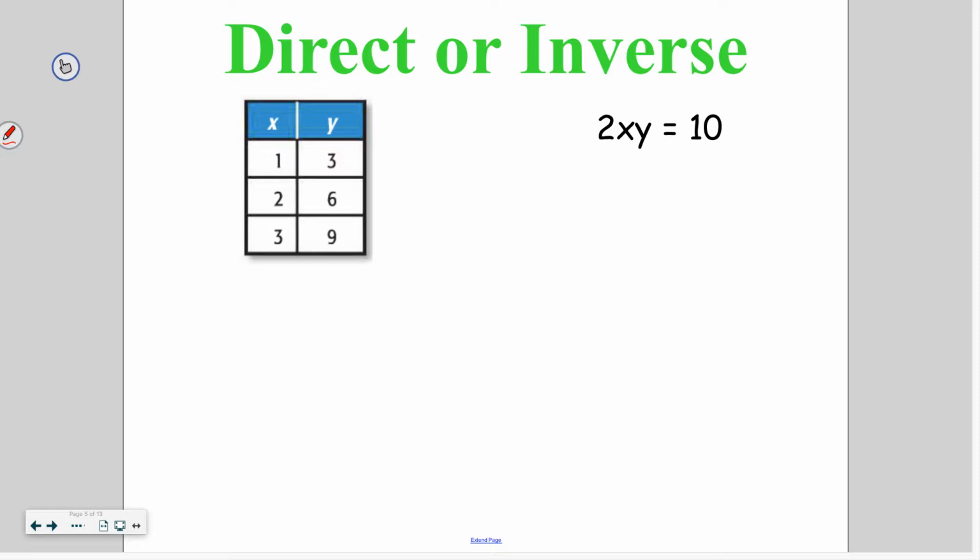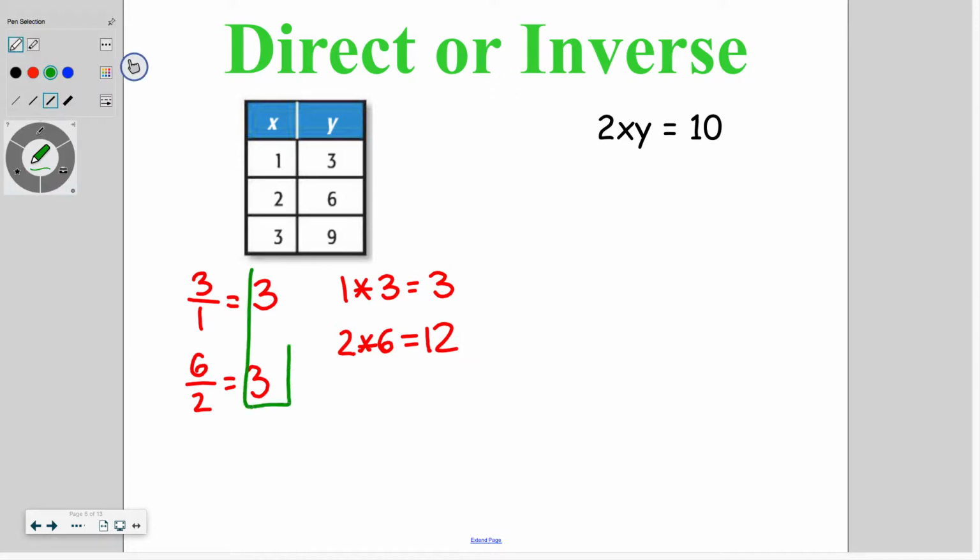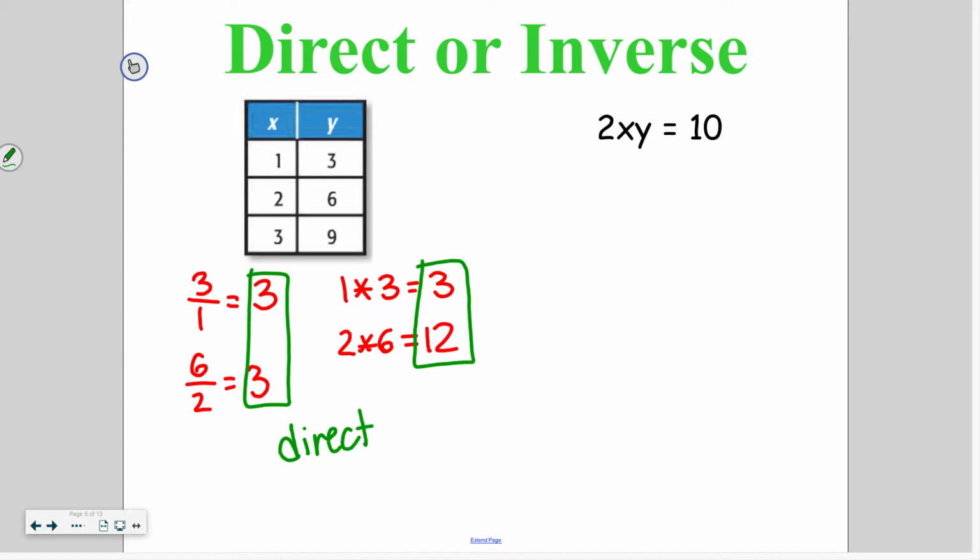In order to decide if it is direct or inverse, we need to look at that multiplication versus division. So you're going to look at this first pair. If it was direct, you would start with y over x, so 3 over 1, and reduce that, which is going to equal 3. If we were looking for inverse, we would start with 1 times 3, which is equal to 3. Then you have to go to the next one to verify which of these two it is. So with the direct, we would go 6 over 2, which equals 3. And with the inverse, we would check and say 2 times 6, which is equal to 12. If you notice, on this particular one, our direct is equal, our inverse is not. So this is an example of a direct variation function because the division is constant as opposed to inverse where multiplication is constant.